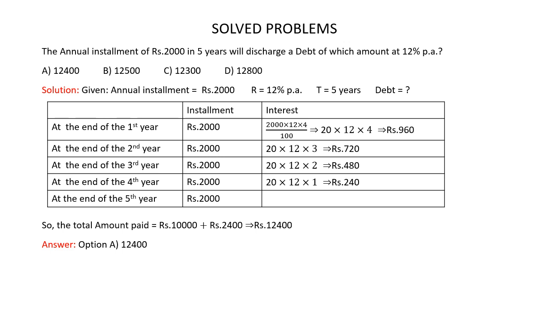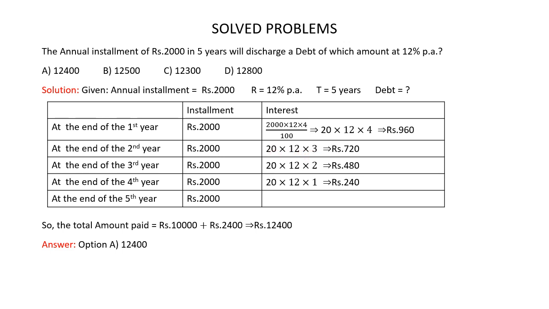Now you don't always have to go through all these steps. You can directly use this step. Here 20 is common for all the years. So 20 multiplied by 12, which is the rate of interest, multiplied by 4 because payment has to be made for 4 more years. This is nothing but rupees 960. Now at the end of the second year, installment is rupees 2,000. Interest is 20 multiplied by 12 multiplied by 3.